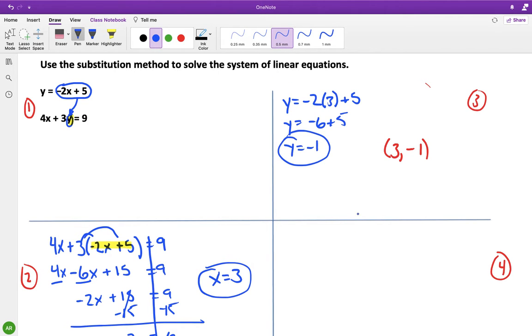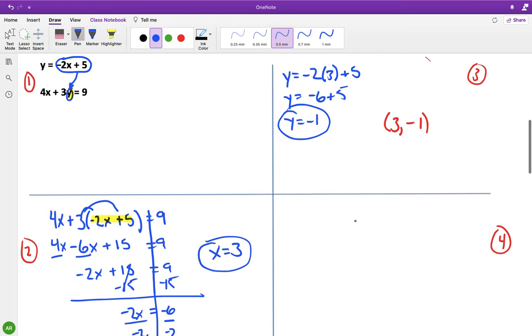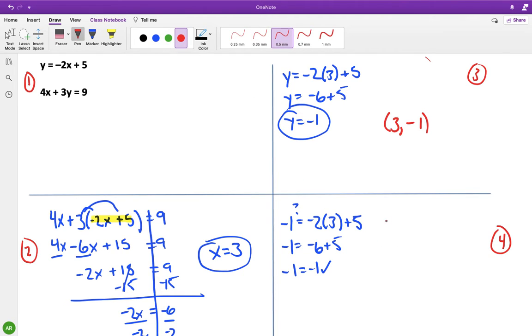Okay, now I'm going to go down to the next cell, and I'm going to check to make sure it works. So I'm going to take this ordered pair, and I'm going to plug it back into both of my original equations, which in this case we didn't convert anything, so it's easy to verify that it gives me a logical statement. So for y I'm going to put in negative 1 equals negative 2, and I'm going to put in 3 for the x, plus 5. If this works, then it works for the top equation. Okay, negative 1 equals negative 6 plus 5. Negative 6 plus 5 is negative 1. Negative 1 equals negative 1. That indeed works.